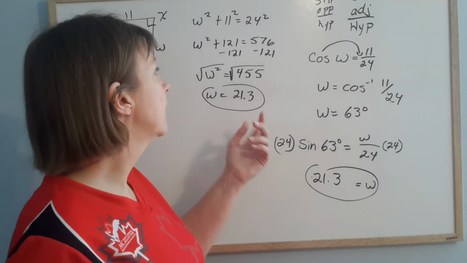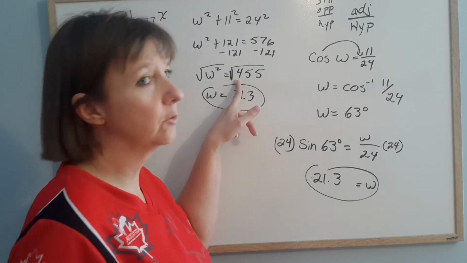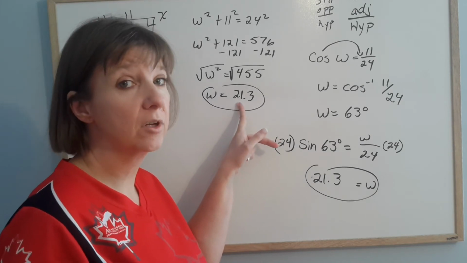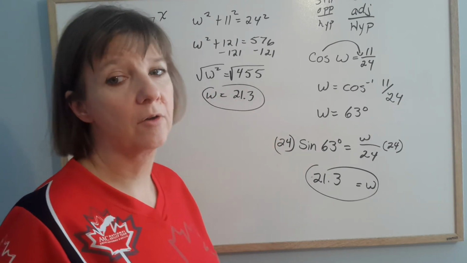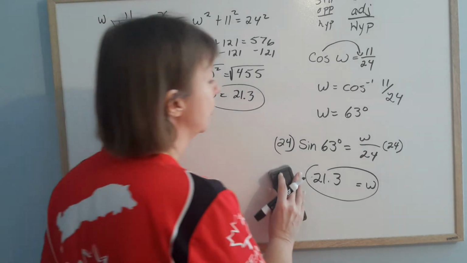Because if you got it right and all the way to here, but then you hit a wrong button when you did the square root of 455 and you got the wrong answer here, again, I don't have to take off very many points if that's what happens, versus if you just don't know what you're doing.